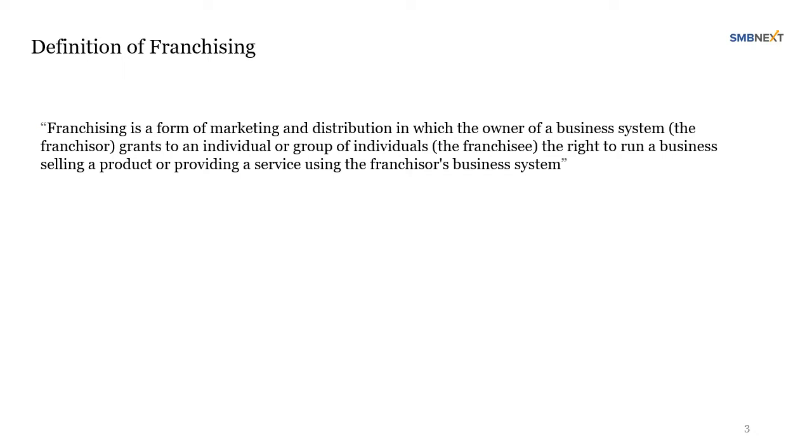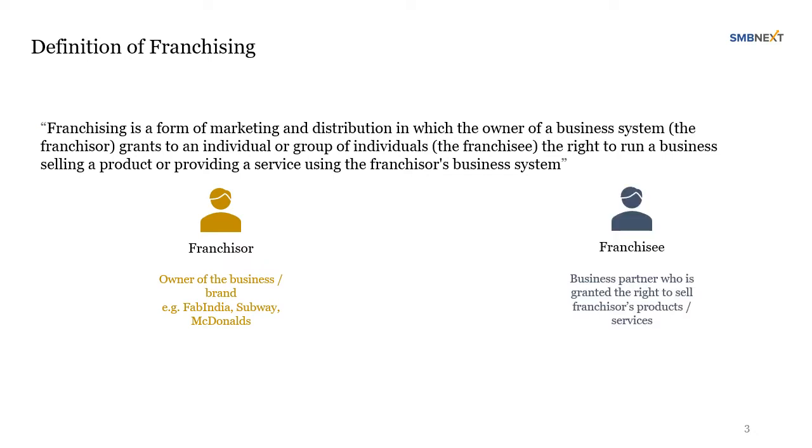In franchising, effectively there are two parties involved. The first party is the franchisor. The franchisor is nothing but the owner of a business or a brand. For example, Fab India, Subway, McDonald's. You can think of these as franchisors. They are the brands. They are the business. And the second party is the franchisee. Basically, a franchisee is a business partner who gets the right to sell the franchisor's products or services.